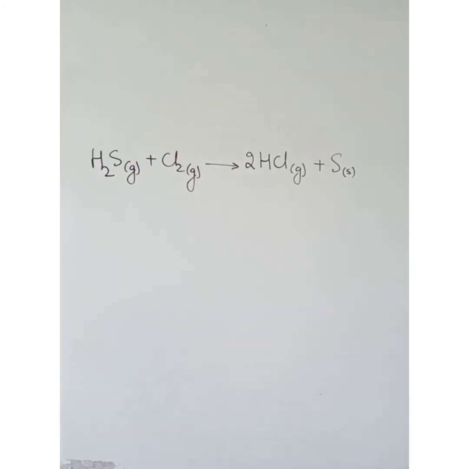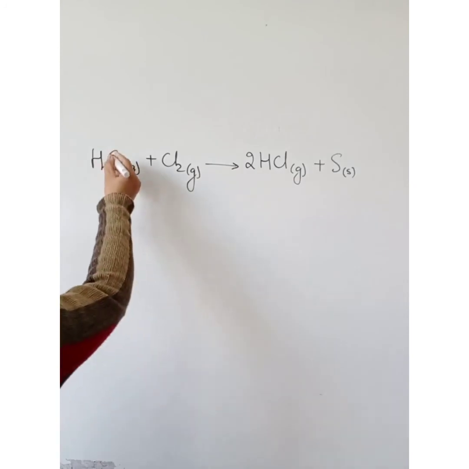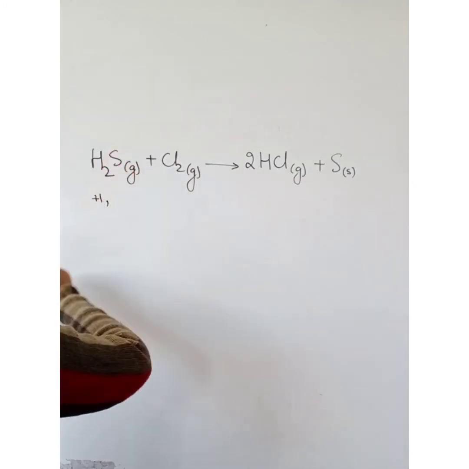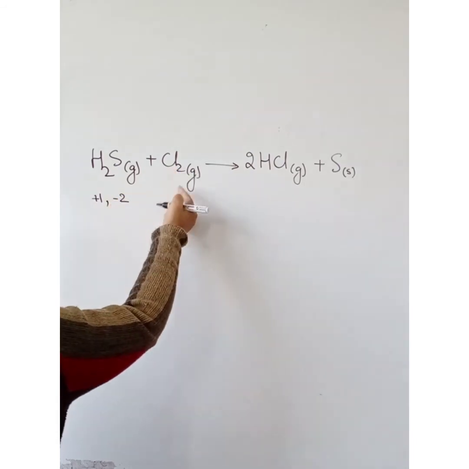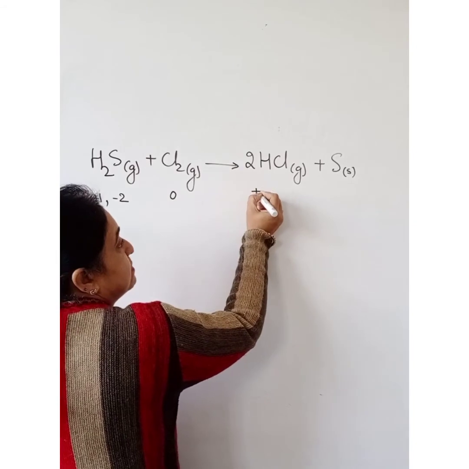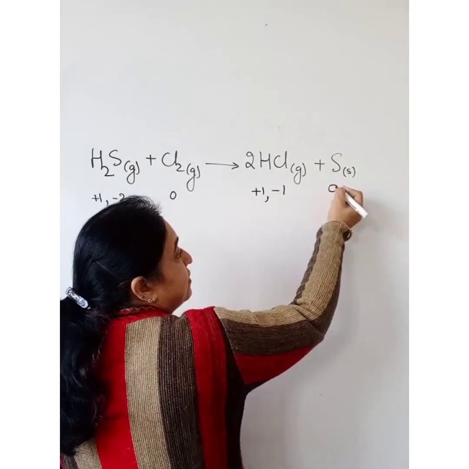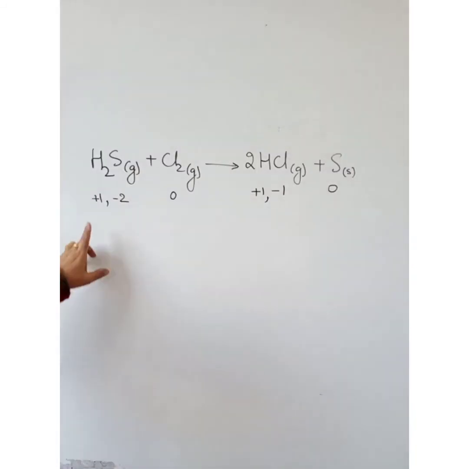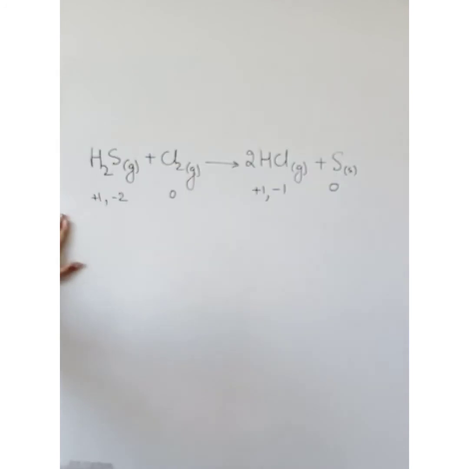Consider another example. H2S plus Cl2 gives 2HCl plus sulfur. Now put down the oxidation number of all the elements involved in the reaction. This is plus 1 for hydrogen. Sulfur you can calculate comes to minus 2. Cl2 is in free state, so 0. Hydrogen here is plus 1, chlorine minus 1 and sulfur is in free state, so 0. Now you can notice hydrogen is not undergoing any change, so we will ignore that.